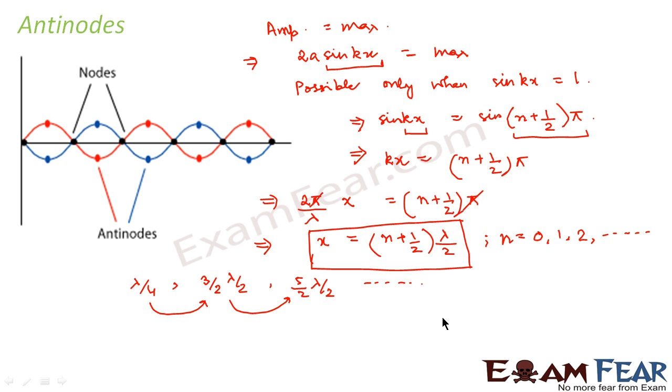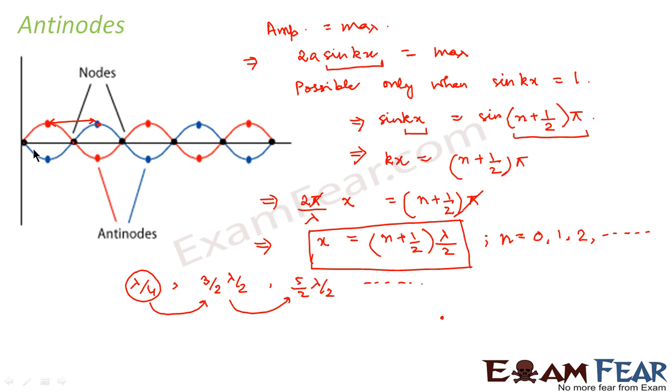An important point to note here is, let us suppose this is one antinode and this is the next antinode. So they are separated by a distance of lambda by 2. And also an antinode lies halfway between two nodes. That means if you look here, this is lambda by 4.